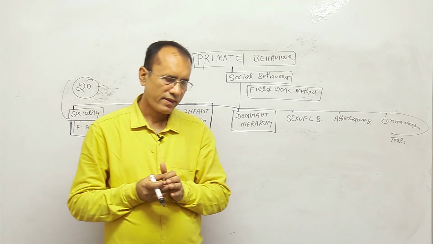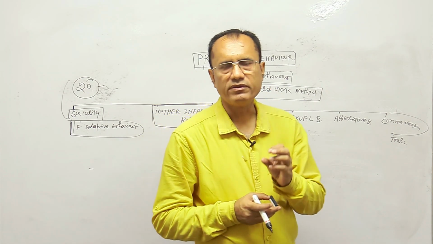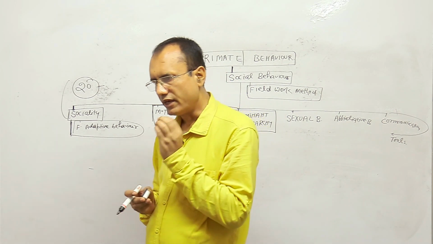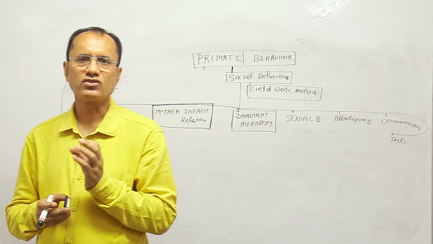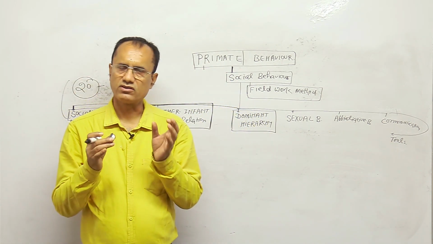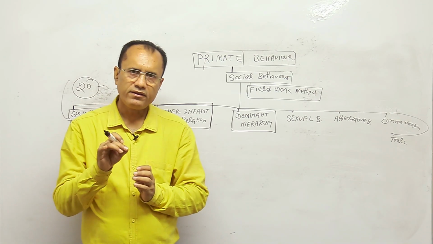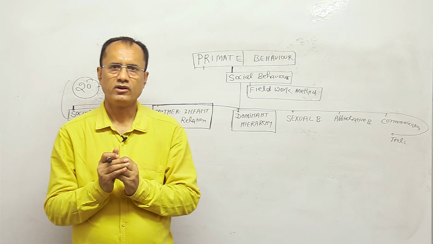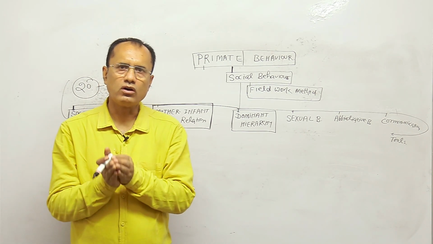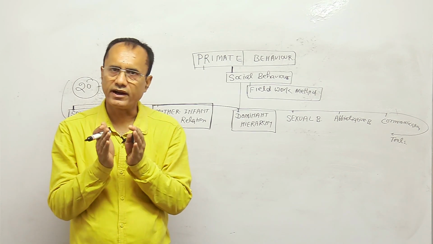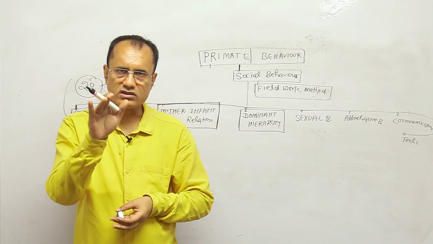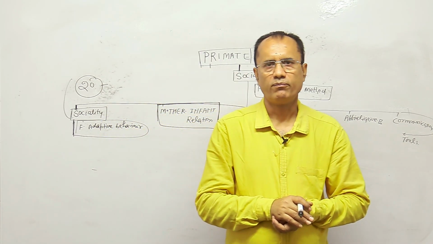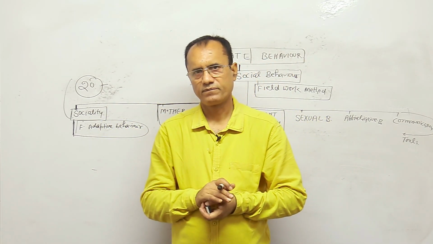In human beings, social control is done on the basis of our social rules and regulations, maintained through the mechanism of law and justice in our society. But in non-human primates, how is it controlled? They are controlled on the basis of dominance hierarchy. Once a hierarchy is established in their group, the members follow that hierarchy.